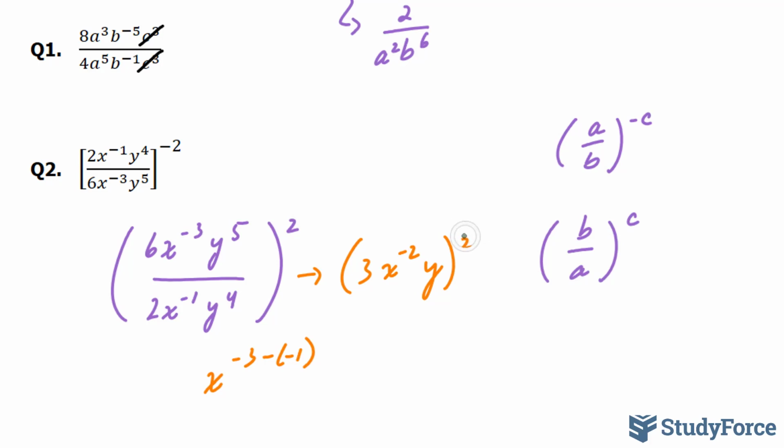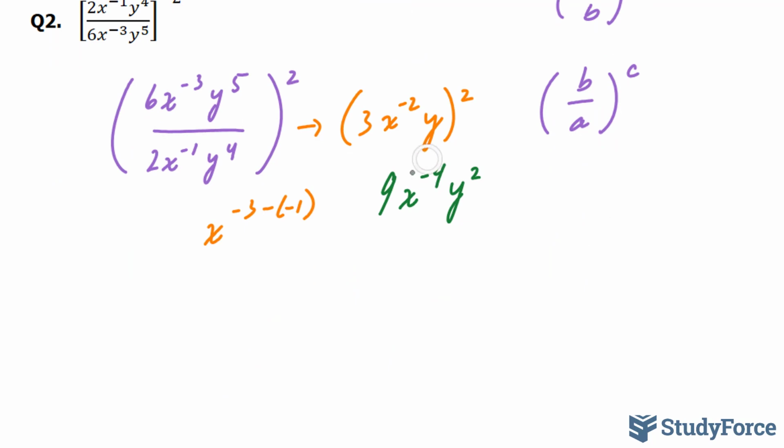Now we will distribute this 2 to each of these components. 3 to the power of 2 is 9. X to the power of negative 2 to the power of 2 is x to the power of negative 4. And y to the power of 1 to the power of 2 is y squared. We're almost done. All we have to do is make this 1 over x to the power of 4. That stays at the top, leaving us with 9y squared over x to the power of 4.